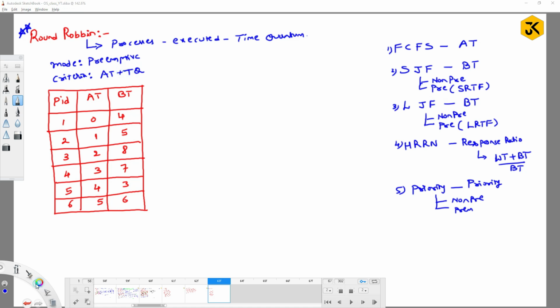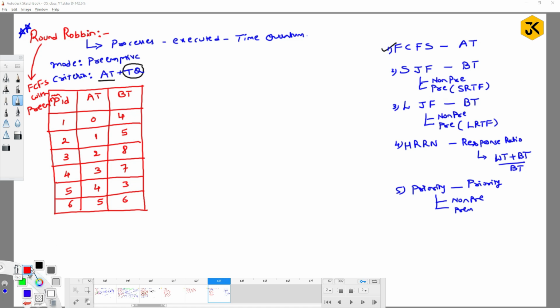Guys, have you observed that arrival time is a factor somewhere? Yes, in the FCFS algorithm we came across arrival time as a criterion, and time quantum we observe in the round robin algorithm. So I can call the round robin algorithm FCFS with preemption. If you are unable to understand so far, just listen to this example so that you can get a clear idea.